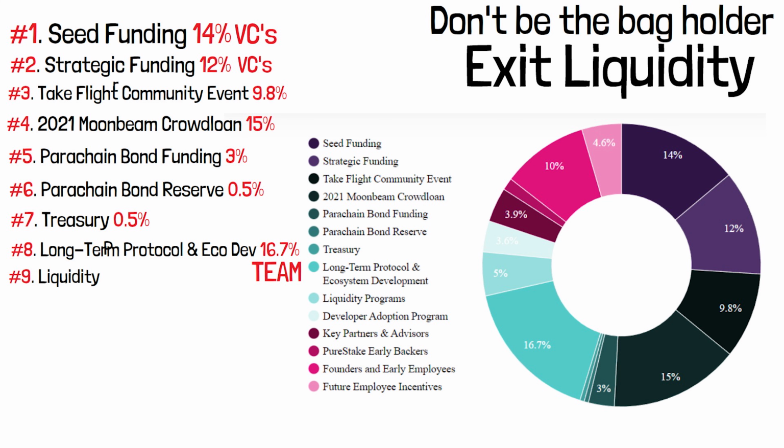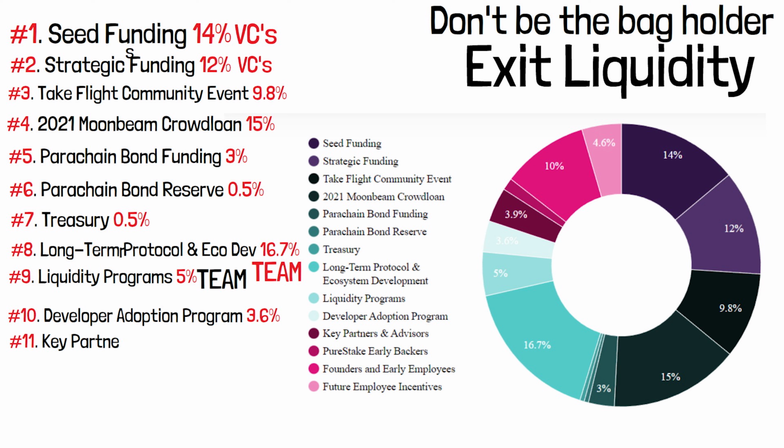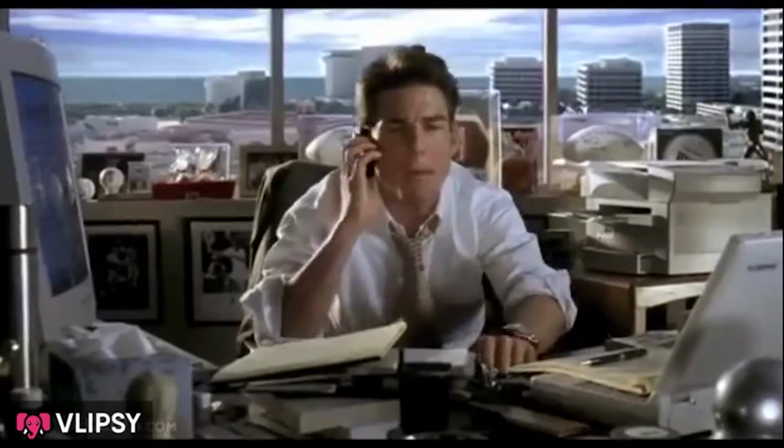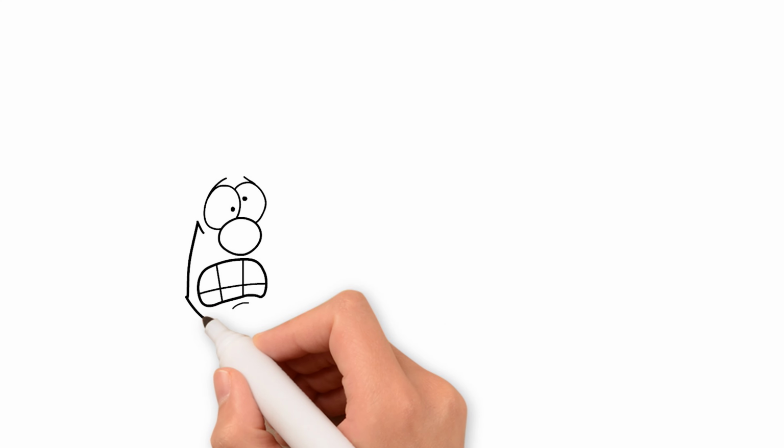Liquidity programs 5%, controlled by the team. Developer adoption program 3.6%, controlled by the team. Key partners and advisors 3.9%, controlled by the team. Pure stake early backers 1.4%, most likely controlled by the team. Founders and early employees 10%. Future employee incentives 4.6%, controlled by the team. Show me the money! Talk about confusing.